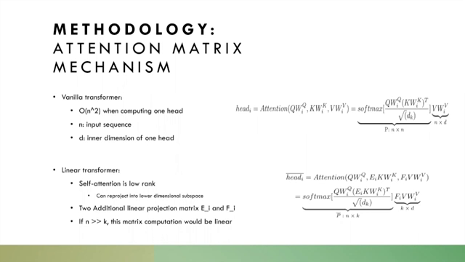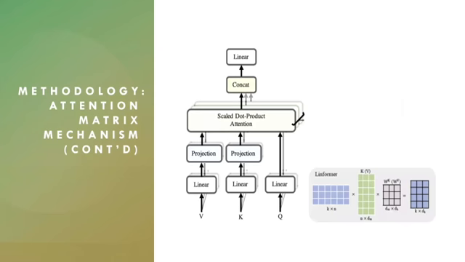length, whereas for linear transformers, since its self-attention is low rank, we could apply two additional linear projection matrices, E_i and E_f, to reproject the key and value matrix, so the size of the P matrix is n by k. If n is much larger than k, this matrix computation will be linear. As you can see, the linear projection will be performed on the key and value matrix.